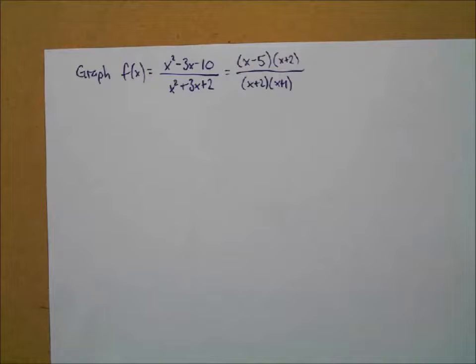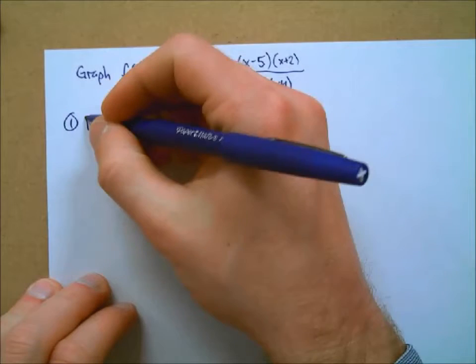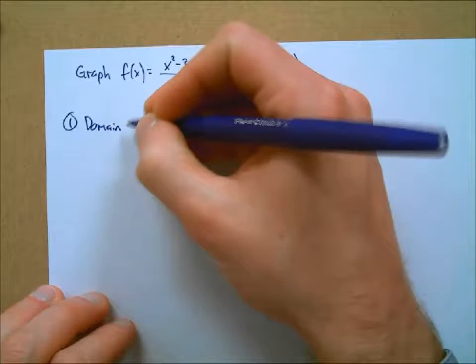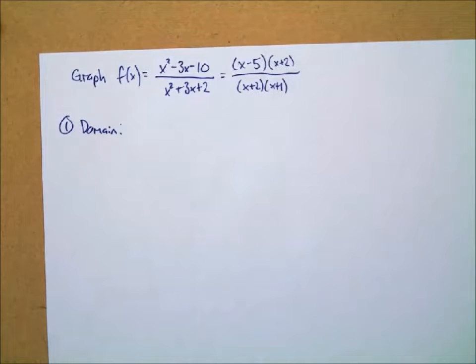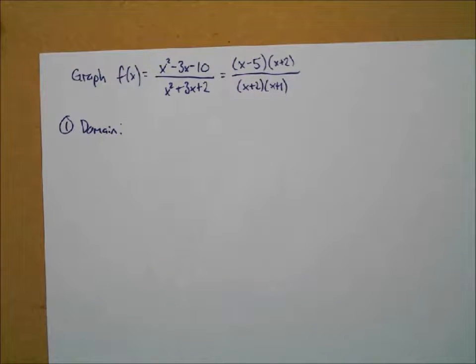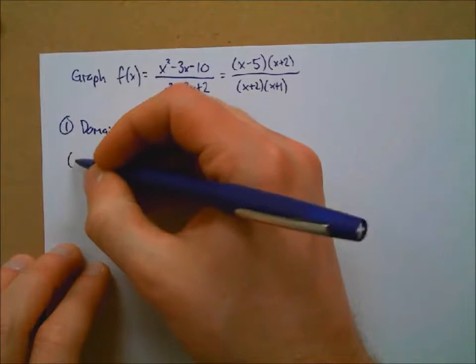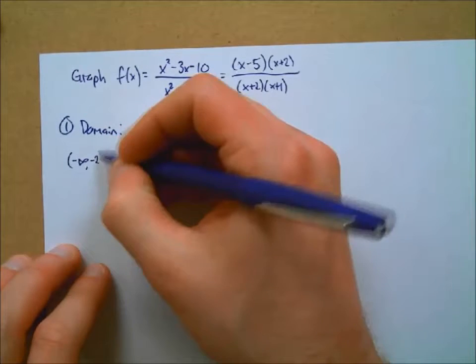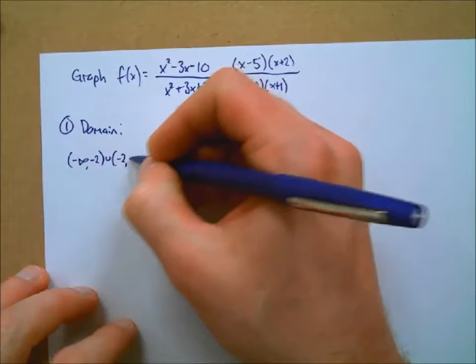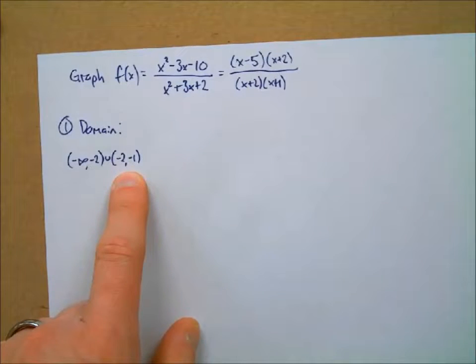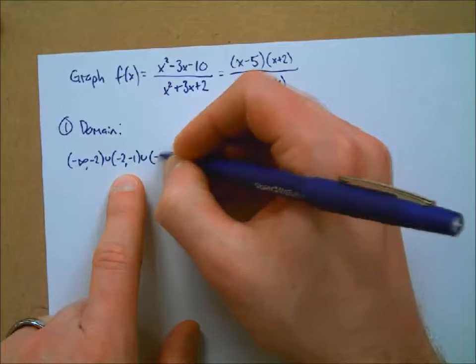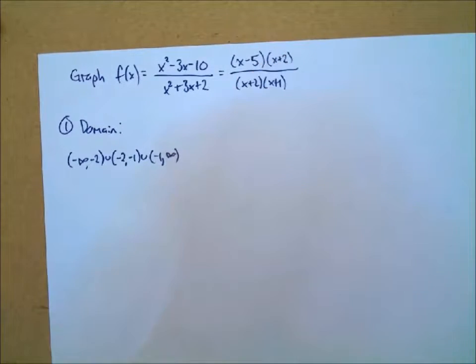Okay, folks, let's take a look here. Domain restriction. Do we have any? Yes. At what 2 points are we restricting from the domain? -2, -1. So our domain is going to look like this: -infinity to -2, union -2 to -1. Don't forget this interval between -2 and -1. Those points are okay, right? Union -1 to infinity. Okay, so there's our domain.